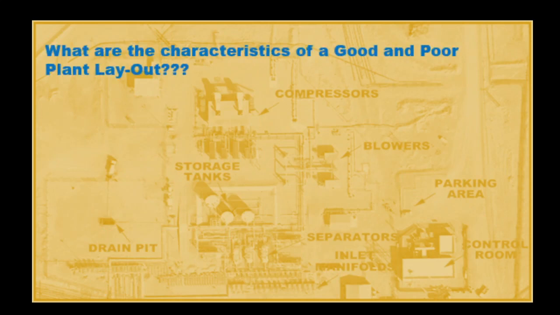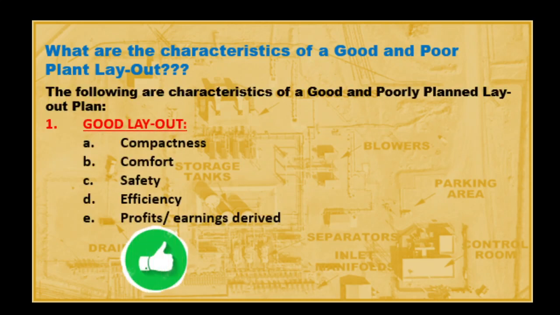So, what are the characteristics of a good as well as poor plant layout? Isa-isahin natin yung mga good as well as poor characteristics ng isang plant layout. So, the following are characteristics of a good and then poorly planned layout plan. So, first one, unahin muna natin yung good layout.